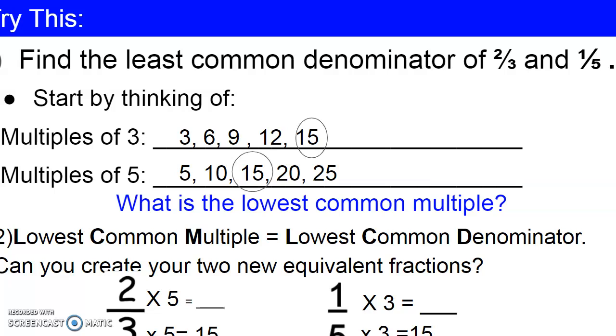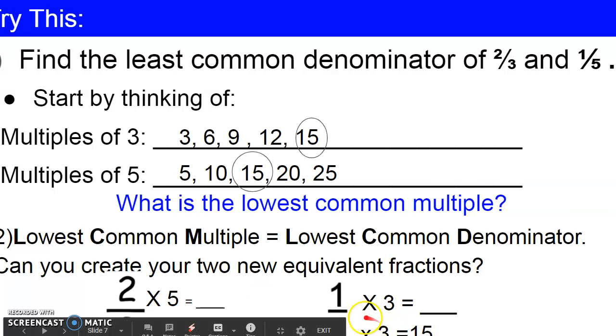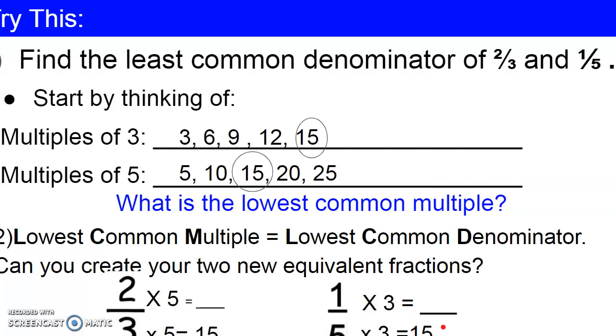1/5, we're going to multiply by 3 because again, we want to get our denominator of 15. Because 5 times 3 is 15, we need to multiply our 1 by 3 as well. And therefore, we would have a new fraction of 3/15. Once you have a common denominator, you can add, you can subtract, you can compare, and you can more easily work with these two fractions.